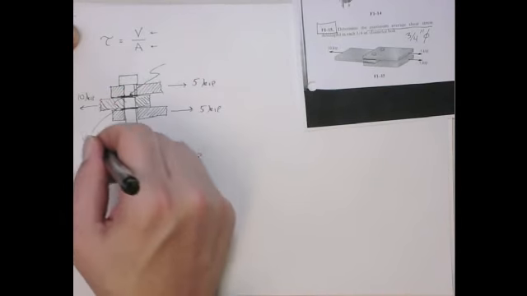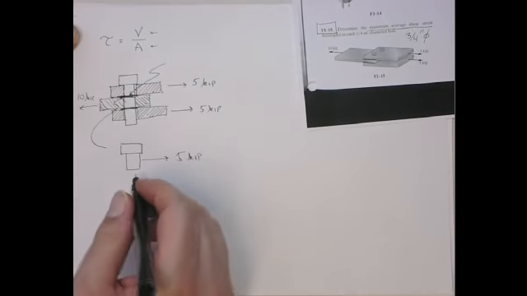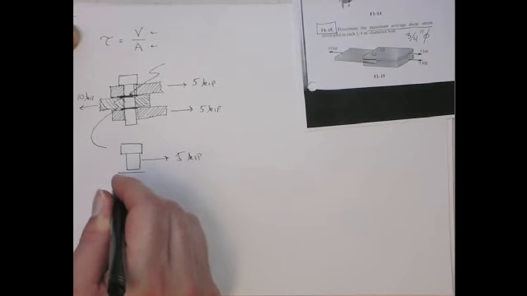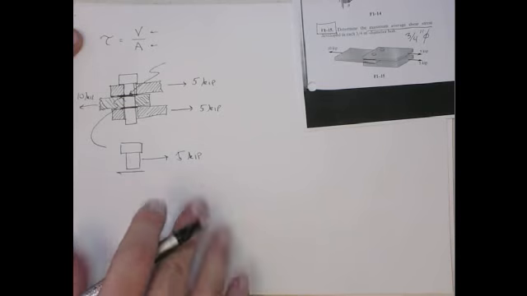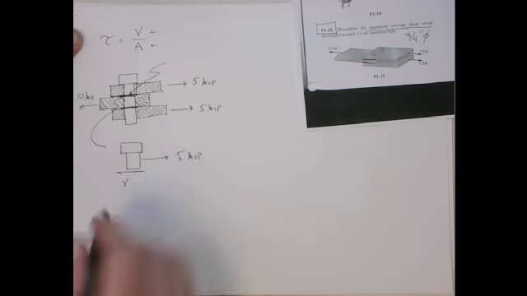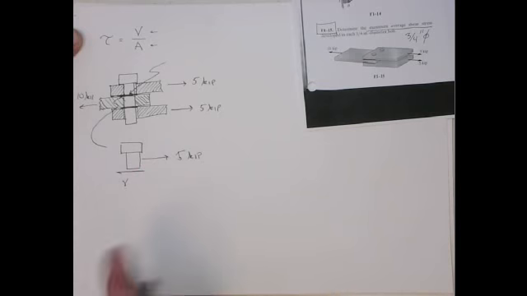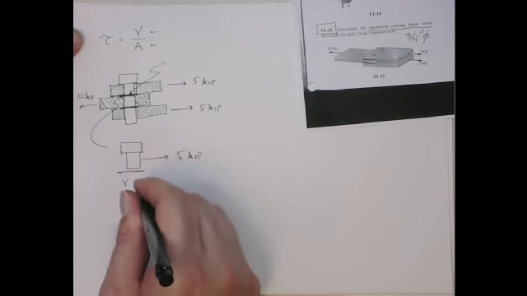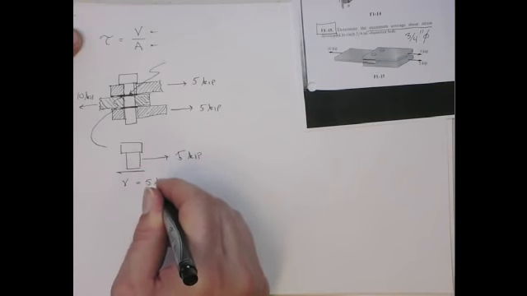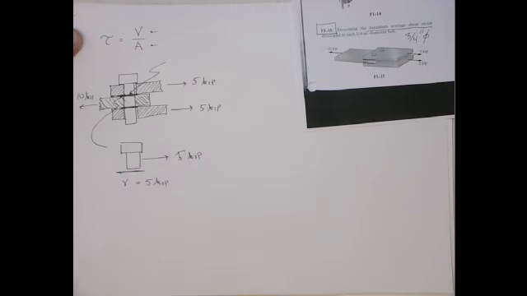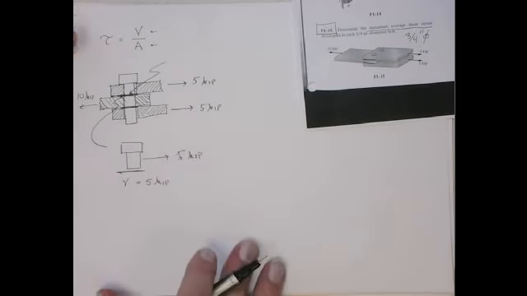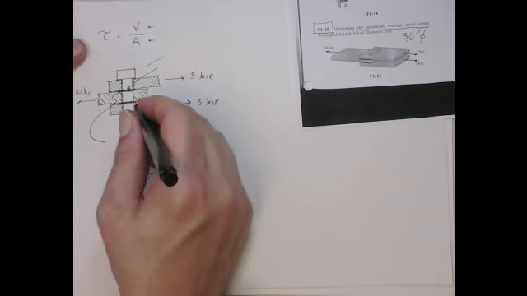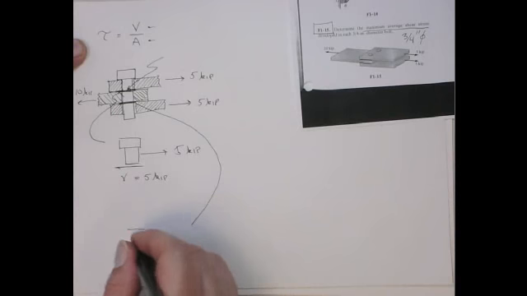So this is actually along that shear line. And then down here, we have the internal shear force, call it V. You can do sum of forces in the x direction, and you can see that V has to equal the 5 kips. Okay. You can do the same down here. If this is the bottom end of the bolt, you get a similar picture.